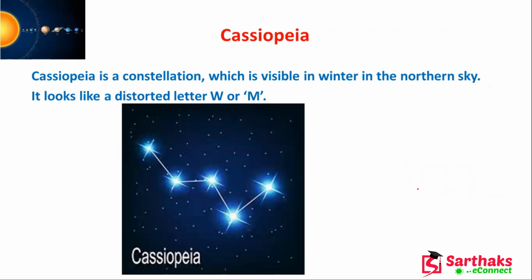Now Cassiopeia. Here you can see the bright stars, so bright, no? And it is very beautiful. Cassiopeia is the constellation which is visible in winter in the northern sky, and you can see this is a W or M. From this side if you see, it is the M. From this side if you see, it is the W, right? So it is a distorted letter W or M.